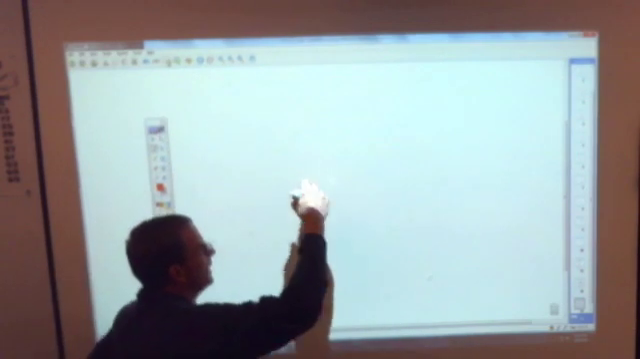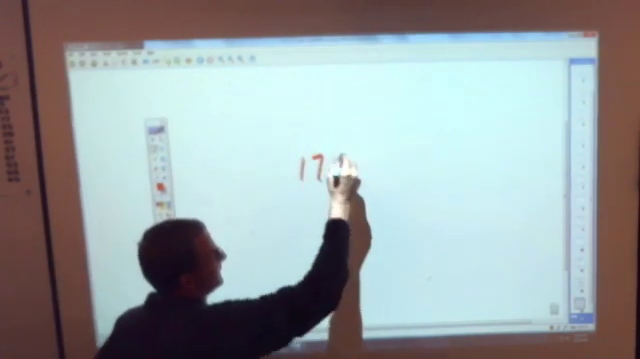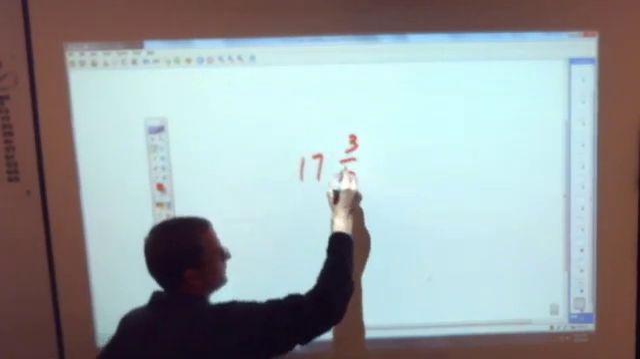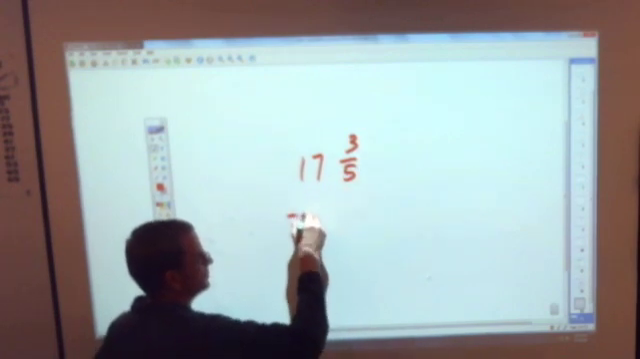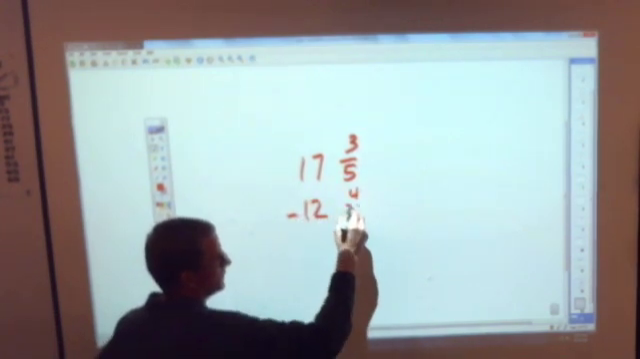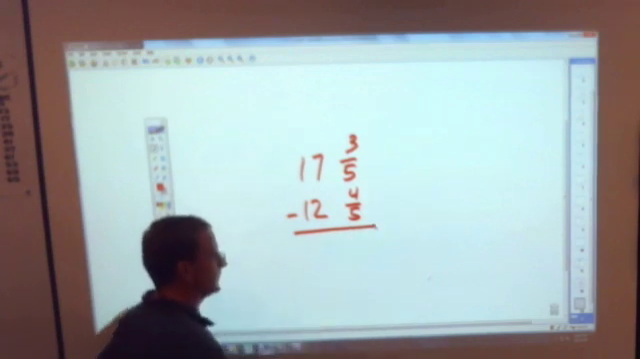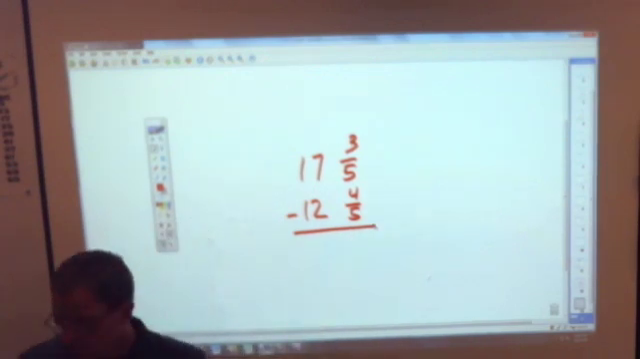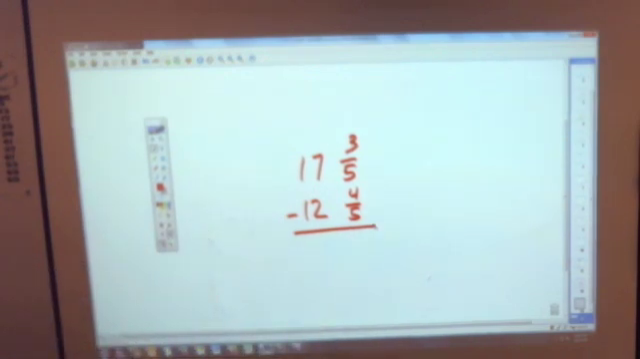How about this? 17 3/5 minus 12 4/5. I'll let you do that. Tell me what the answer to said differential problem would be. 17 3/5 minus 12 4/5.